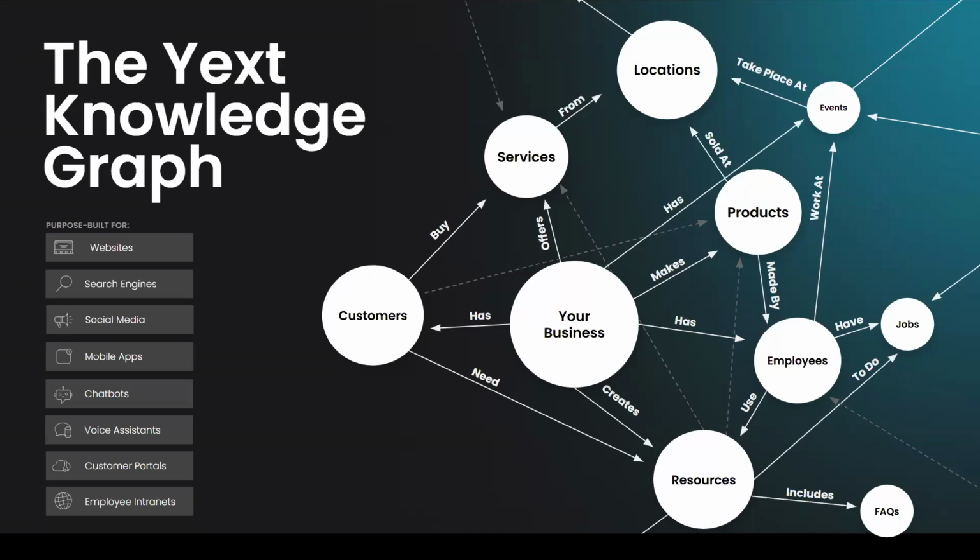But search engines aren't the only place that can surface data from the knowledge graph. It can be surfaced also on your brand's website. We also saw social media platforms. There are chatbots now, voice assistants, other types of customer portals, employee intranets, for example. So really, the knowledge graph is a pivotal part of all consumer search experiences, whether it's providing data to internal endpoints like your brand's website, or to external endpoints like the online third-party directories.